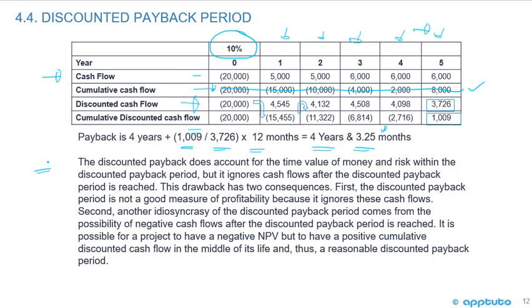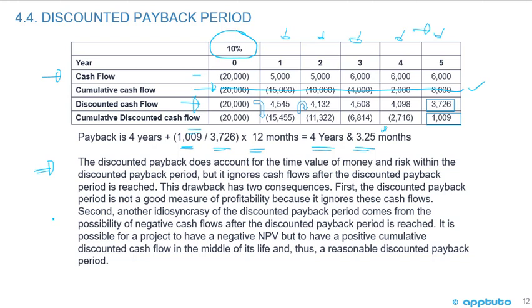So the discounted payback does account for the time value of money and the risk within the discounted payback period, but it ignores cash flows after the discounted payback period is reached. This drawback has 2 consequences. First, the discounted payback period is not a good measure of profitability because it ignores these cash flows.